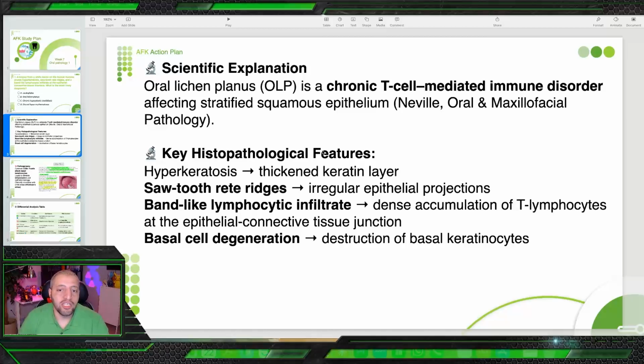So the key histological features for this one: hyperkeratosis, which means a white, thickened keratin layer, giving this white presentation for this condition. Tooth rich, which means irregular epithelial projection, so the junction between epithelium and basement membrane becomes like this. And band-like lymphocytic infiltration, which is accumulation of T lymphocytes because it's a T-cell mediated immune disorder, at the epithelial connective tissue junction. Basal cell degeneration, which is destruction of basal keratinocytes.